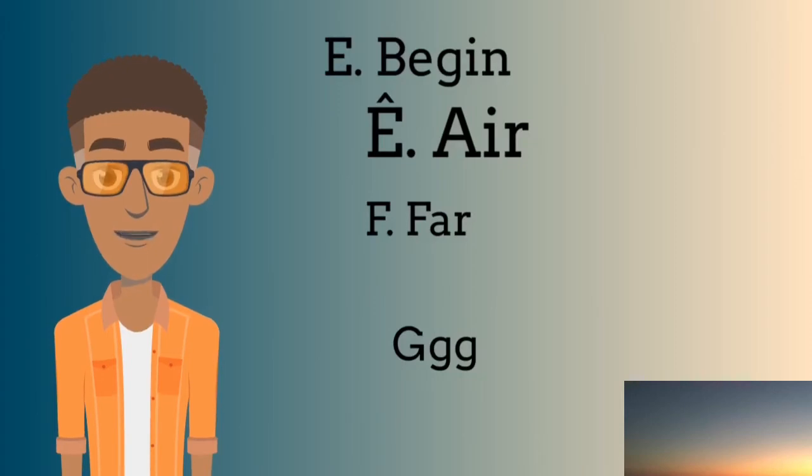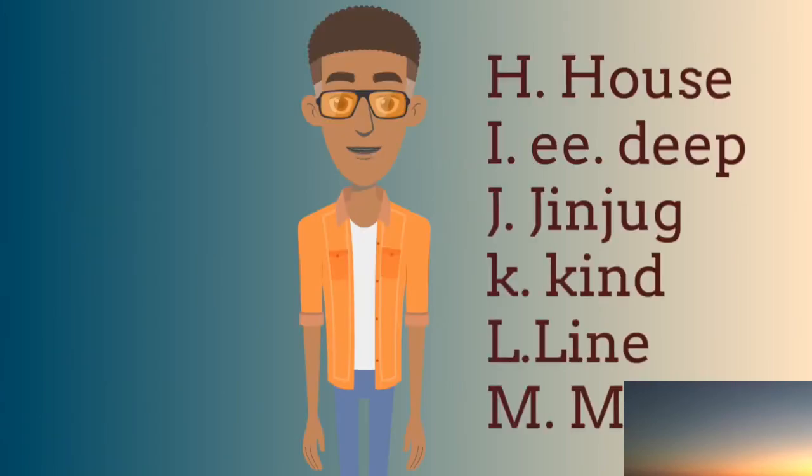FF sounds like F in far. GG sounds like the sound made when you hawk. H sounds like H in house. I sounds like E in deep. J sounds like J in Jinjug.